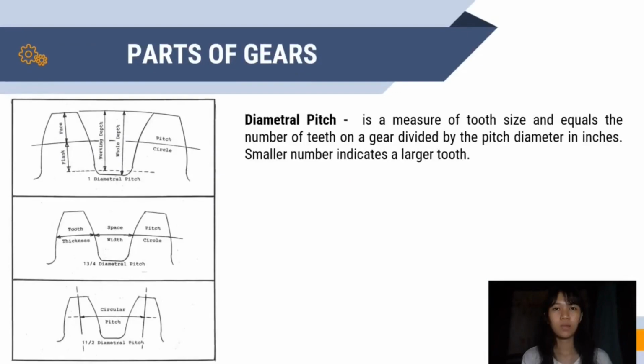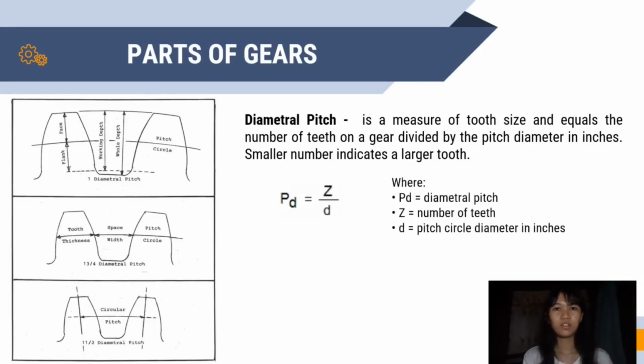Diametral pitch is a measure of tooth size and equals the number of teeth on a gear divided by the pitch diameter in inches. A large diametral pitch ratio indicates a small tooth, and vice versa. The use of diametral pitch is a handy reference in gear design, and a standardized code has been established to facilitate the specification process. It's important to note that meshing gears must have the same diametral pitch.